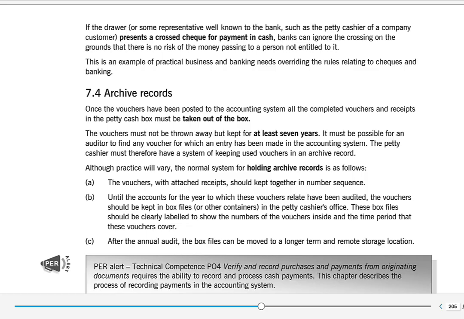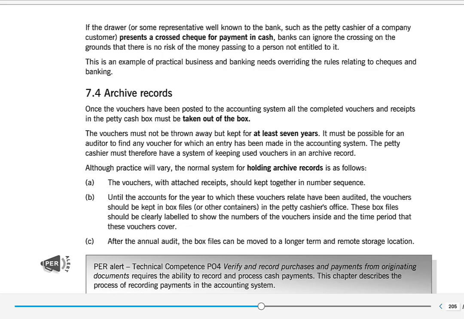Now, why is archiving so important? Because the business must be able to prove that each payment was real and authorized. Also, an auditor may need to check any voucher later. Or the business may need evidence for tax or internal checks, so the documents must be kept safe and organized. The book explains that vouchers should not be thrown away. They should be kept for at least 7 years. That is a long time, but it is necessary for legal and audit reasons.